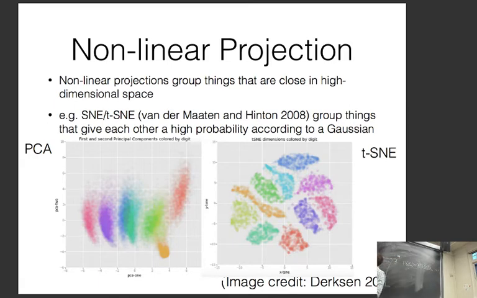I read somewhere that if you tweak t-SNE enough, you can see whatever you want. So, I mean, is there some truth?